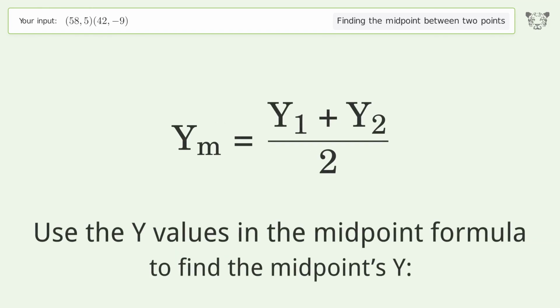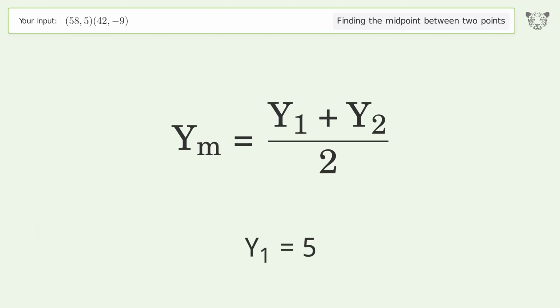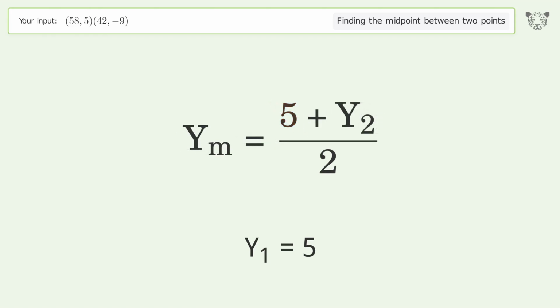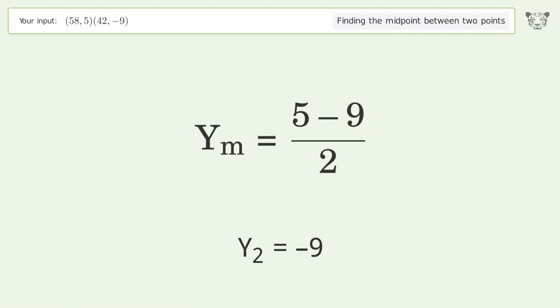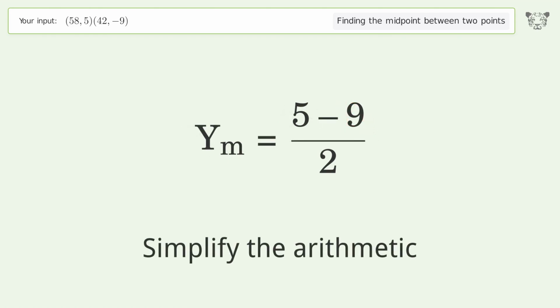Use the y values in the midpoint formula to find the midpoint's y. y1 equals 5. y2 equals -9. Simplify the arithmetic.